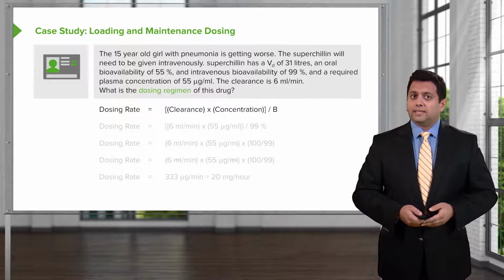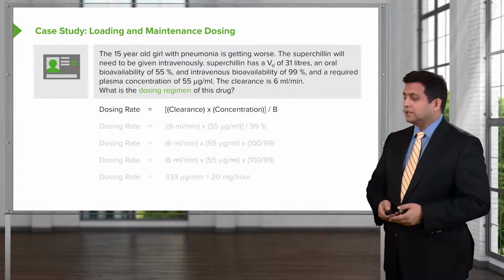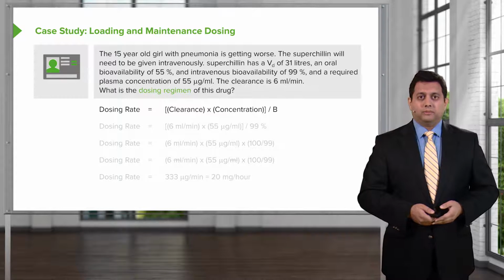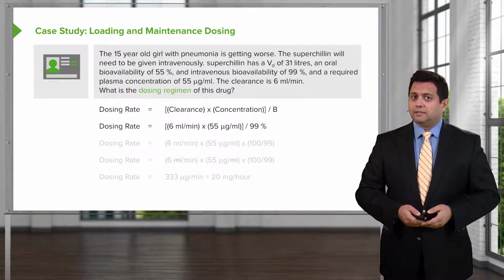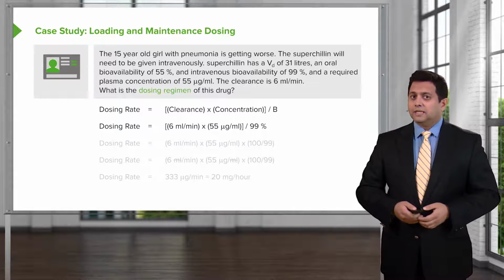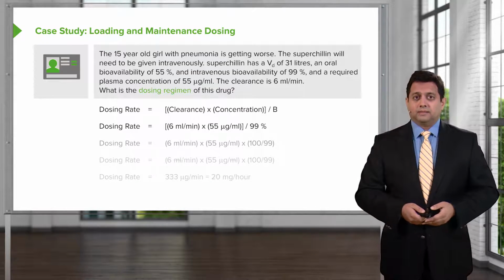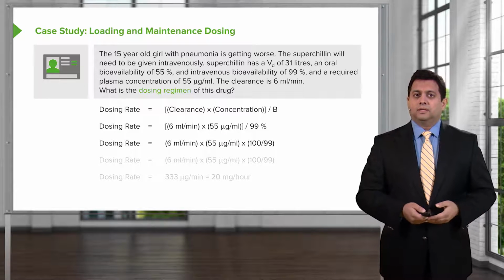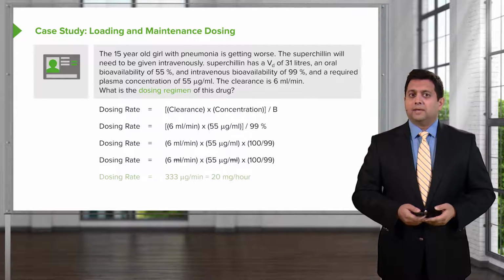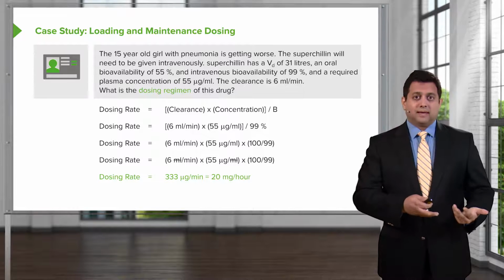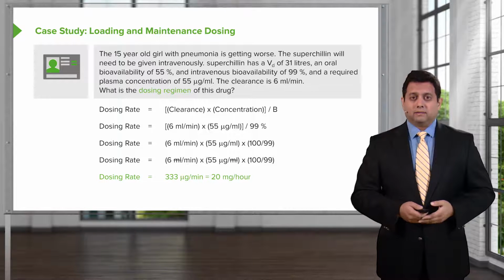The dosing rate is the clearance times the concentration divided by bioavailability. The dosing rate is 6 mils per minute times 55 mics per mil divided by 99%. We do the substitution, we cancel out the milliliters, and we get 333 micrograms per minute. And if we multiply that into hours, we get 20 milligrams per hour.